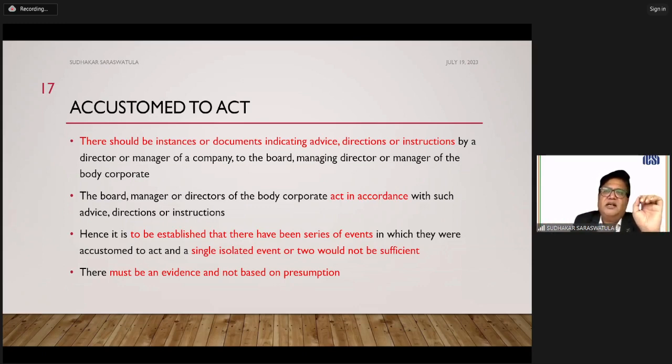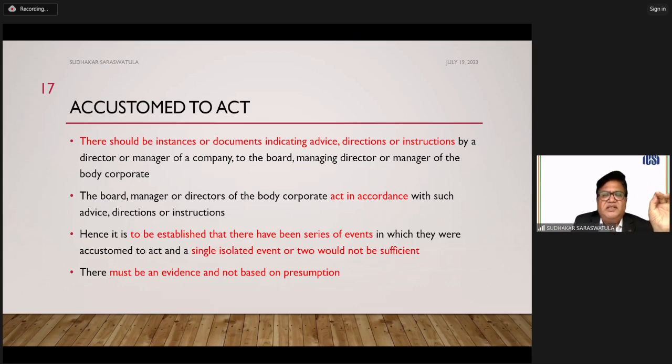Say, for example, a promoter is not a related party as per section 2, subsection 76. Until recently, not even under the listing regulations. In 2019, for the first time, the promoter has been brought into the definition of related party. So in such a case, though the promoter has not directly been defined as a related party, if the company is accustomed to act as per the instructions of the promoter, who may not be an executive director or in an executive capacity, but is merely a promoter or a major shareholder, and he is giving instructions or directions to the company and the board is accustomed to act as per that, then such a person may become a related party.